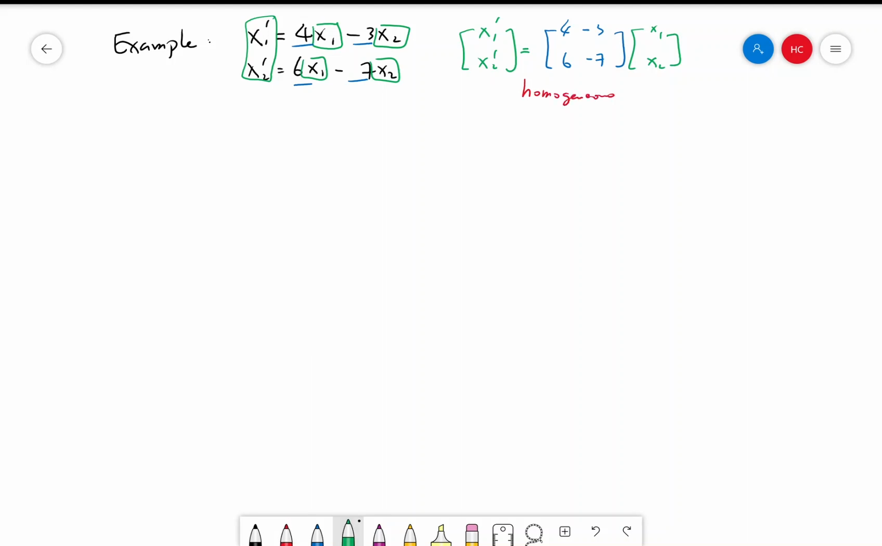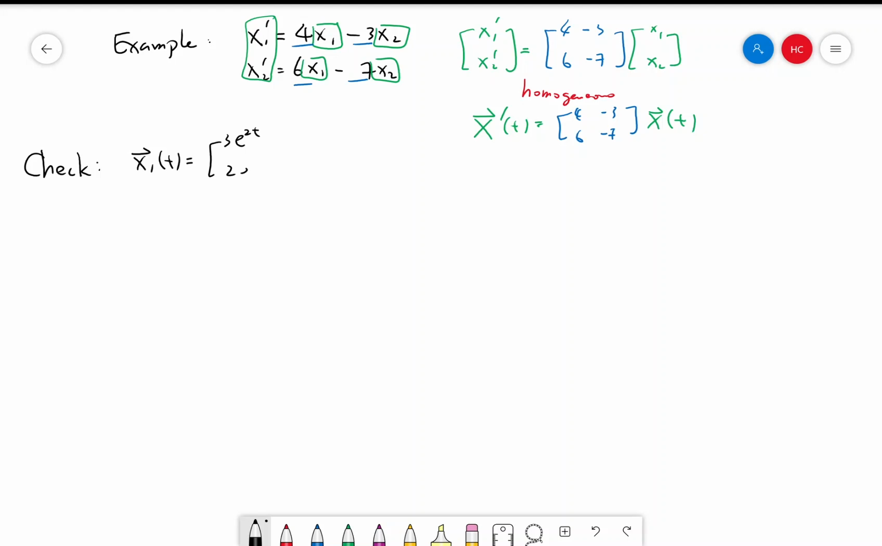So I'm going to write it as a vector x prime of t equals 4, negative 3, 6, negative 7 times x. Okay, so we're not going to learn how to solve this in this section. We're going to learn how to solve this in section 7.3. Right now, we're going to check if something is a solution. So we're going to check that x1 vector equal to 3e to the 2t, 2e to the 2t, and x2 is e to the negative 5t, 3 times e to the negative 5t are solutions.